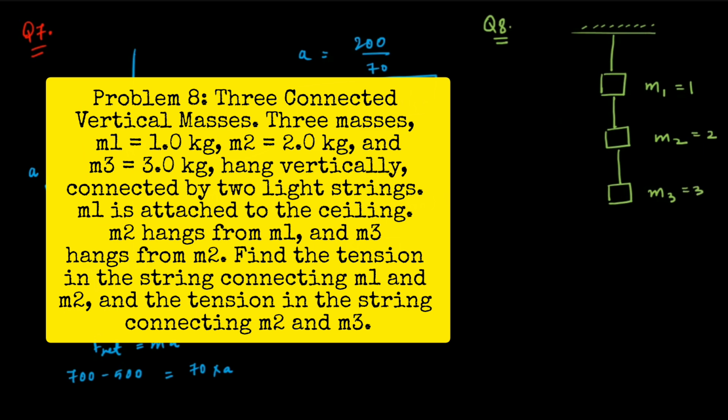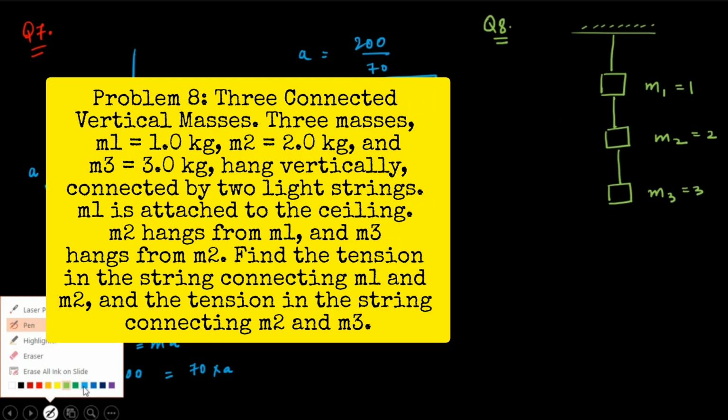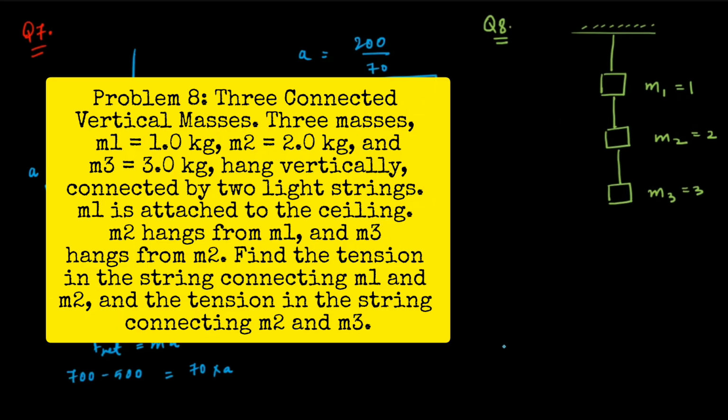Find the tension in the string connecting M1 and M2, and the tension in the string connecting M2 and M3. Now this is the most simple problem. What you have to do is mention all the forces acting on the system, or you can say you just need to draw the FBD. The best thing you can do here is, first of all, mark the tension.